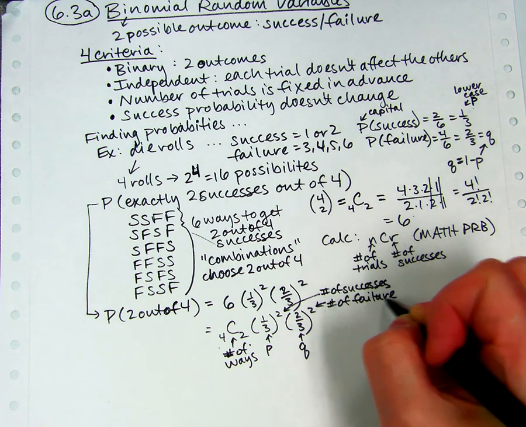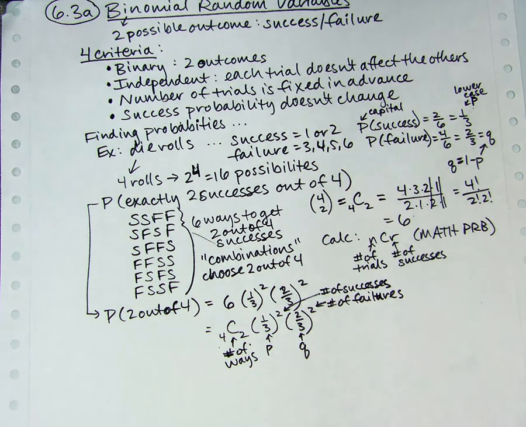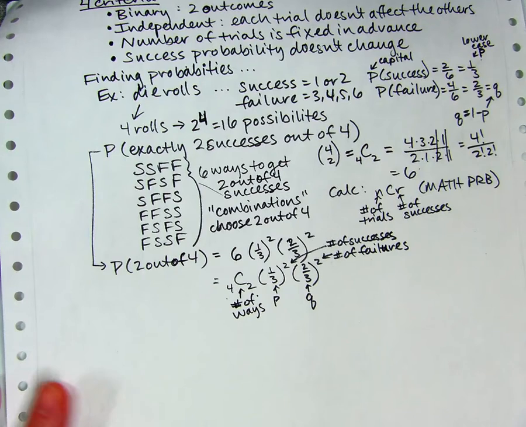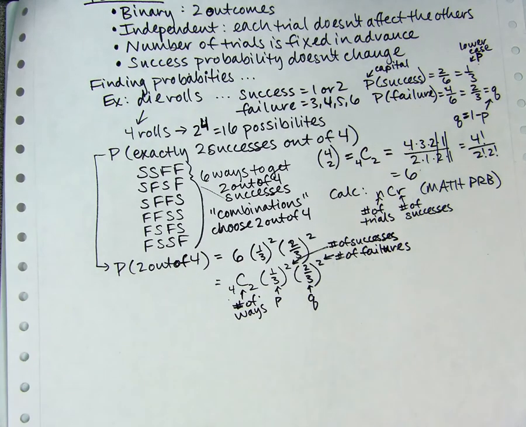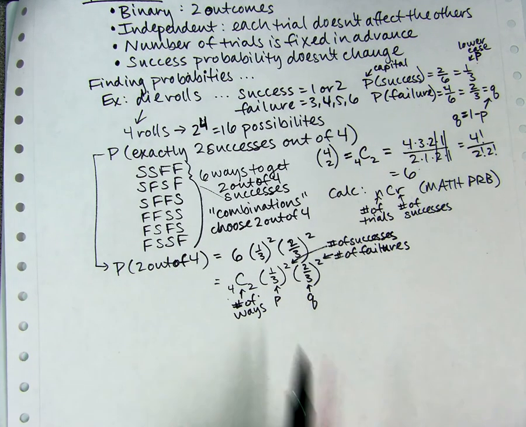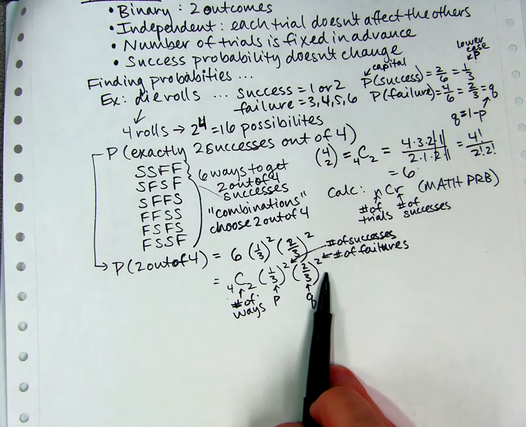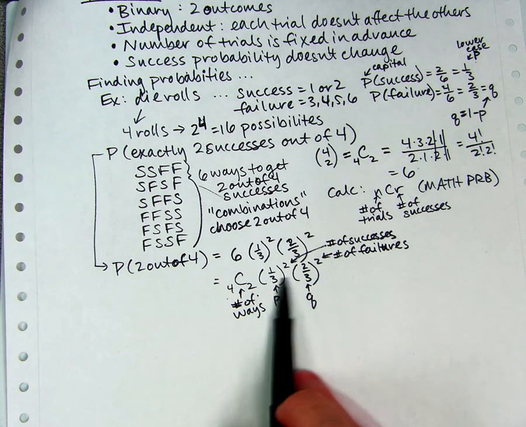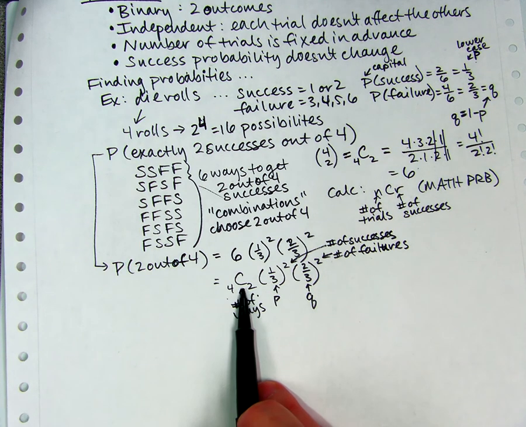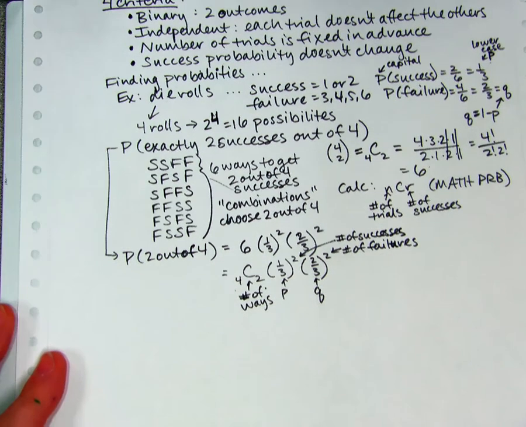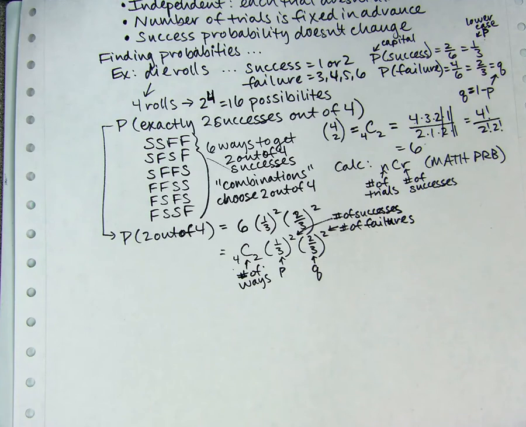It is an application of the multiplication rule, saying that if we've got a success and then another success and then a failure and then another failure, we can multiply those probabilities together. And then because they could be in lots of different orders, we multiply by how many different orders that could be, how many different ways that could happen. So that's the logic behind this formula.